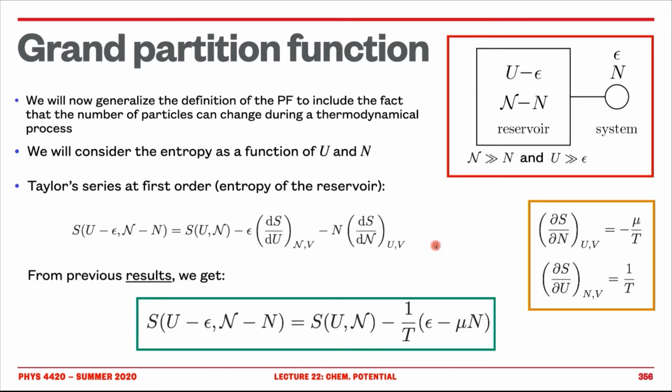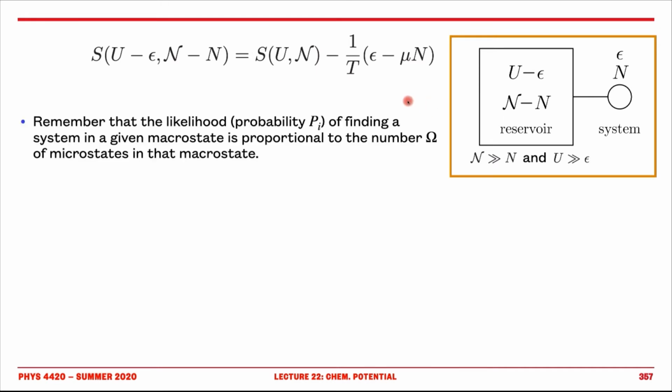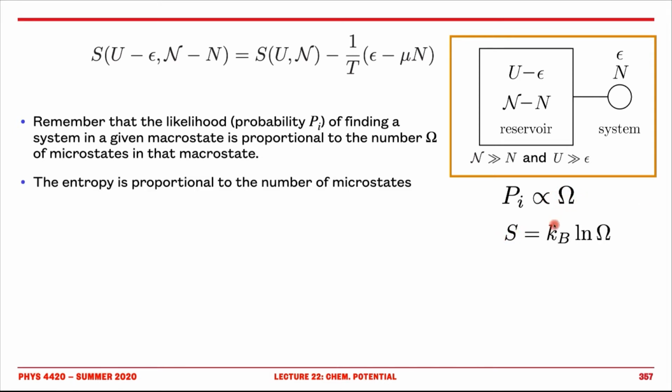Let's see if we can go a bit further with it. So now here's the important thing. The probability of finding a system in a given macrostate, where the macrostate is described by an energy epsilon and a number of particles n, is proportional to the number of microstates. So the probability of a state is proportional to the number of microstates. That was the very starting point of everything. Now we know, on the other hand, that the entropy is related to the logarithm of the number of microstates.